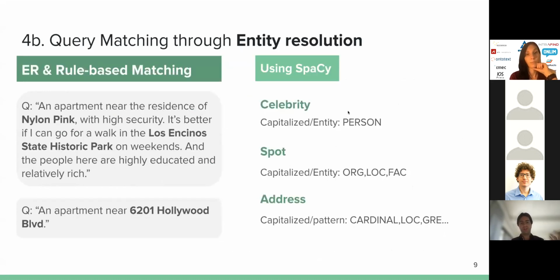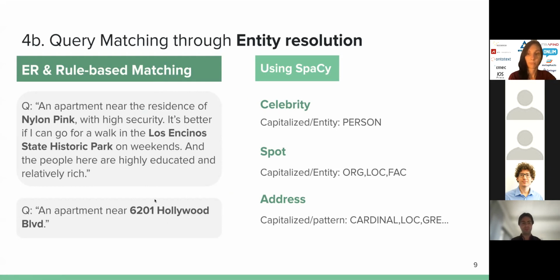The next thing we did, in addition, is we looked into entities. This is where we assume that people might sometimes look for things like a specific celebrity. So here is Nylon Pink. I have no clue who that is, but there is some celebrity, and somebody wants to live near them. So what do we do? We go to Wikipedia and we know where that person lives. So we use that as an additional indicator for us to do filtering.